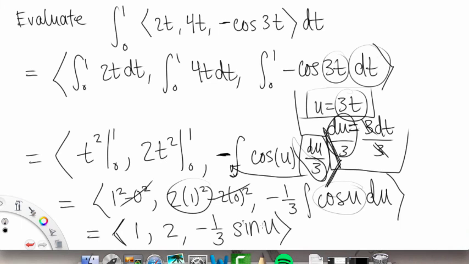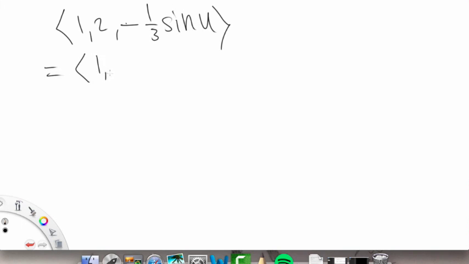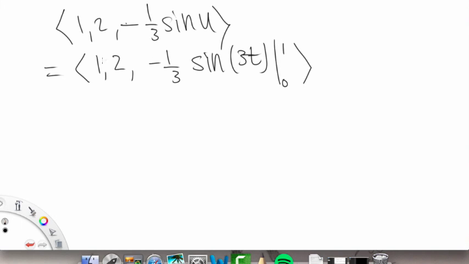Now I'll move on to the next slide, and remember that u is equal to 3t. At this point we have 1, comma, 2, comma, negative 1 over 3 sine u. So this is going to equal 1, comma, 2, comma, negative 1 over 3 sine 3t. I'm going to replace the t's, and when I do, I'm going to replace the bounds, so that's 0 to 1. The limits took a break when we were subbing in the u's. Anyways, we're just going to continue from here and evaluate.